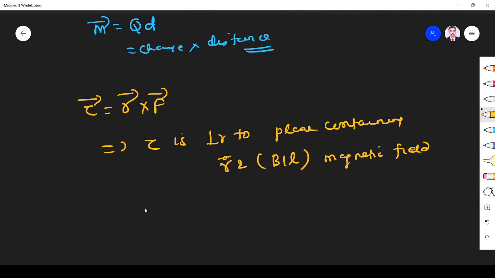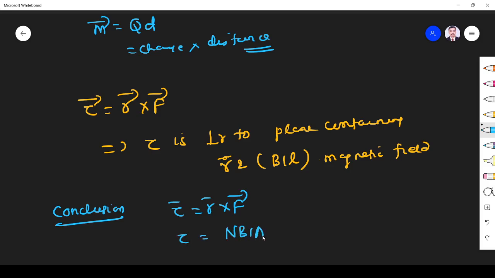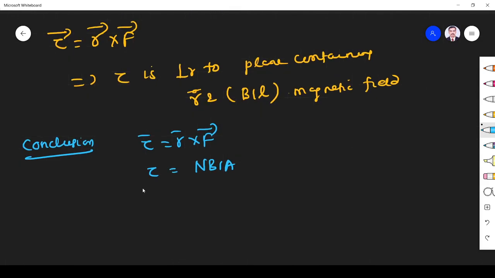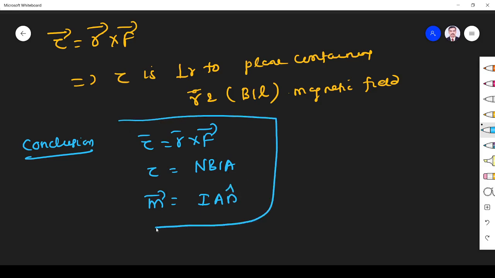Okay, so I hope you understand everything clearly. So what is torque, what is magnetic dipole moment? What is the conclusion we can make? The torque is given by tau is equal to R cross F. The magnitude of torque is given by NBIA if we keep a closed loop in a magnetic field. And the magnetic dipole moment M is equal to IA unit vector, right? These are all the things we learned from this class.